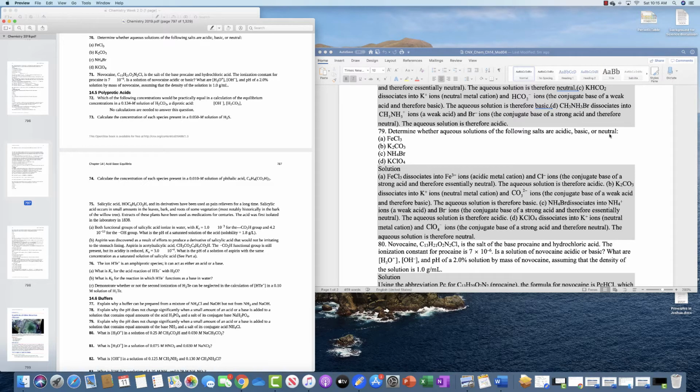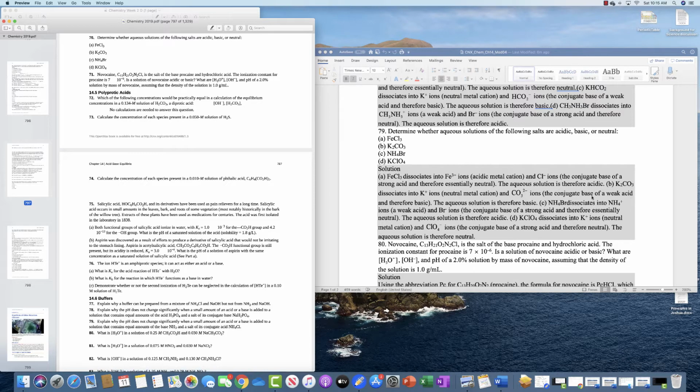It all depends on the kinds of ions that are formed by these salts. For example, this first one dissociates into iron plus 3 and chloride. Iron plus 3, as it states here, is an acidic metallic cation. Chloride, on the other hand, is a conjugate base for a strong acid. The conjugate base is neutral. The aqueous solution is therefore acidic because you have an acidic metal ion and the conjugate base for a strong acid.